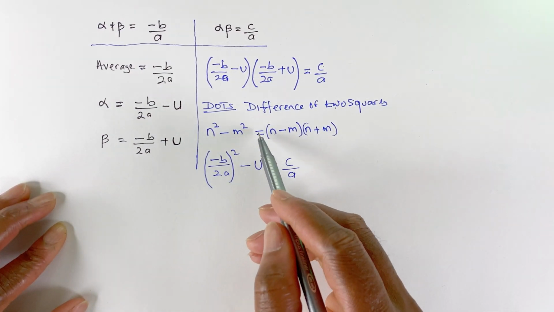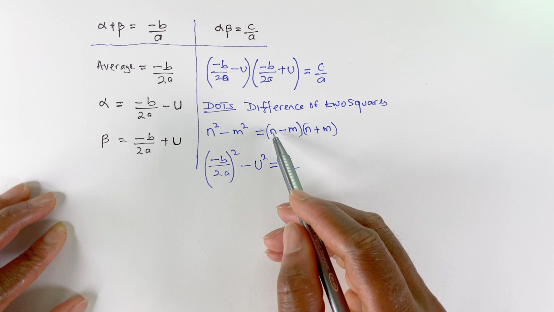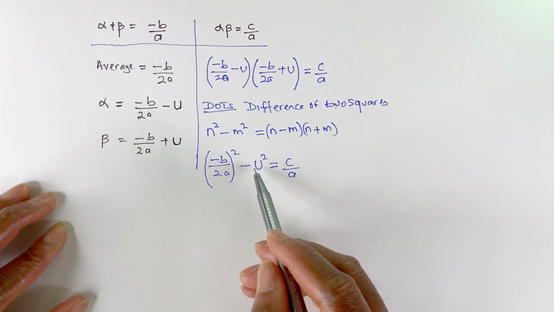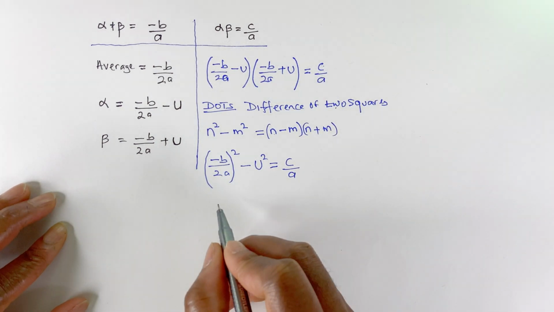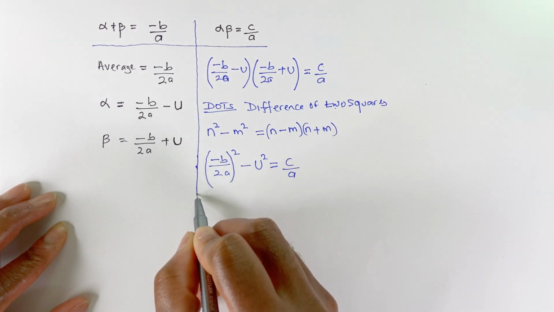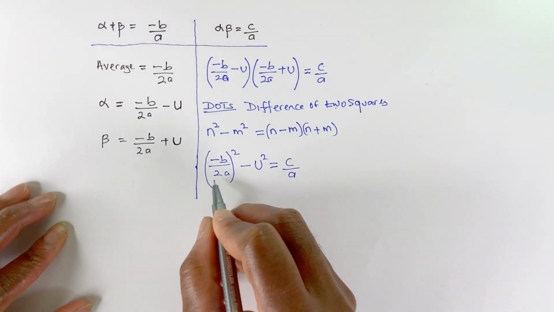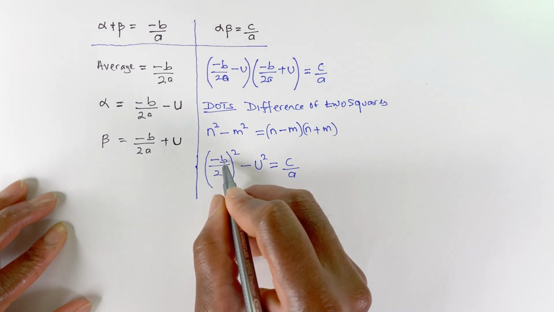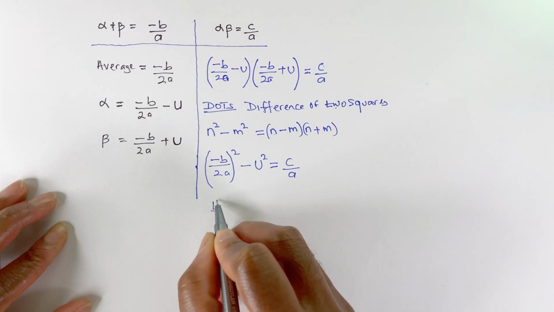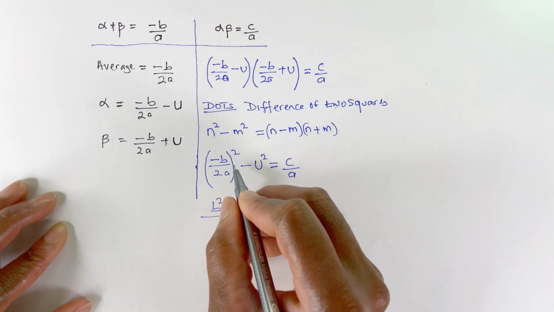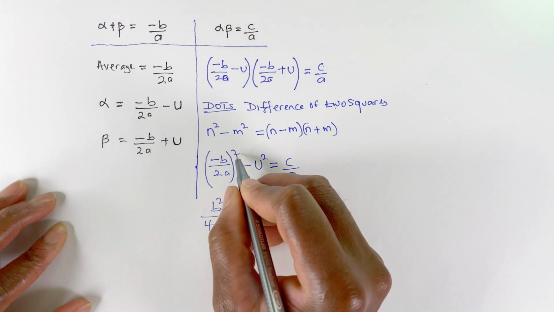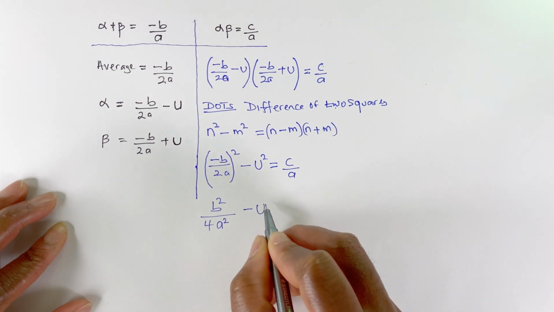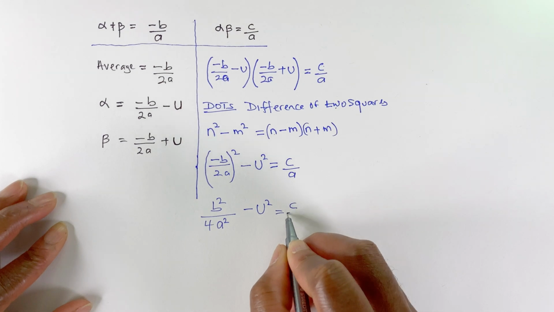So this is my u, this is my minus b over 2a. So that's u squared, and that equals c over a. So now what I need to do is expand this. So I get minus b times minus b is b squared, over 2 squared is 4, a times a is a squared, minus u squared equals c over a.